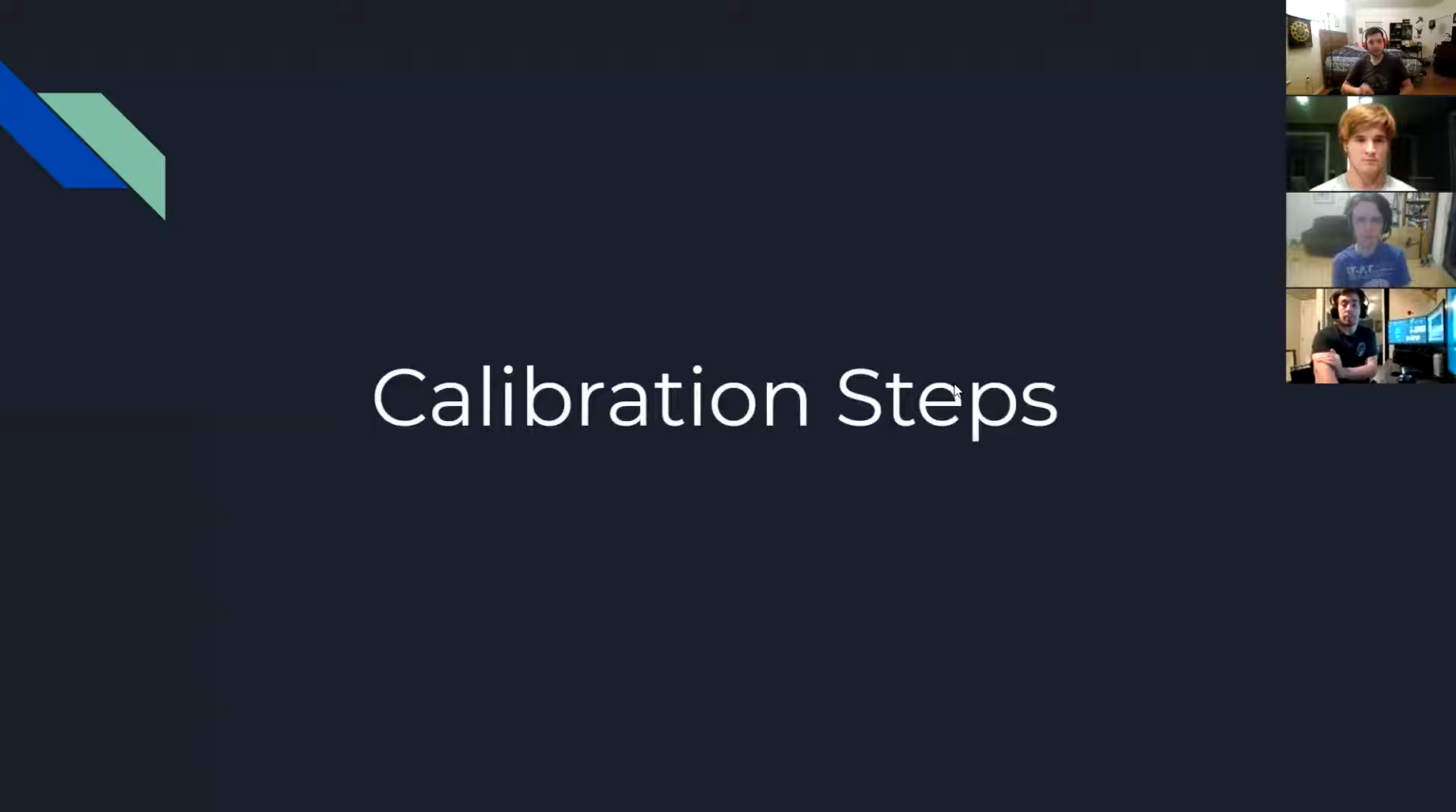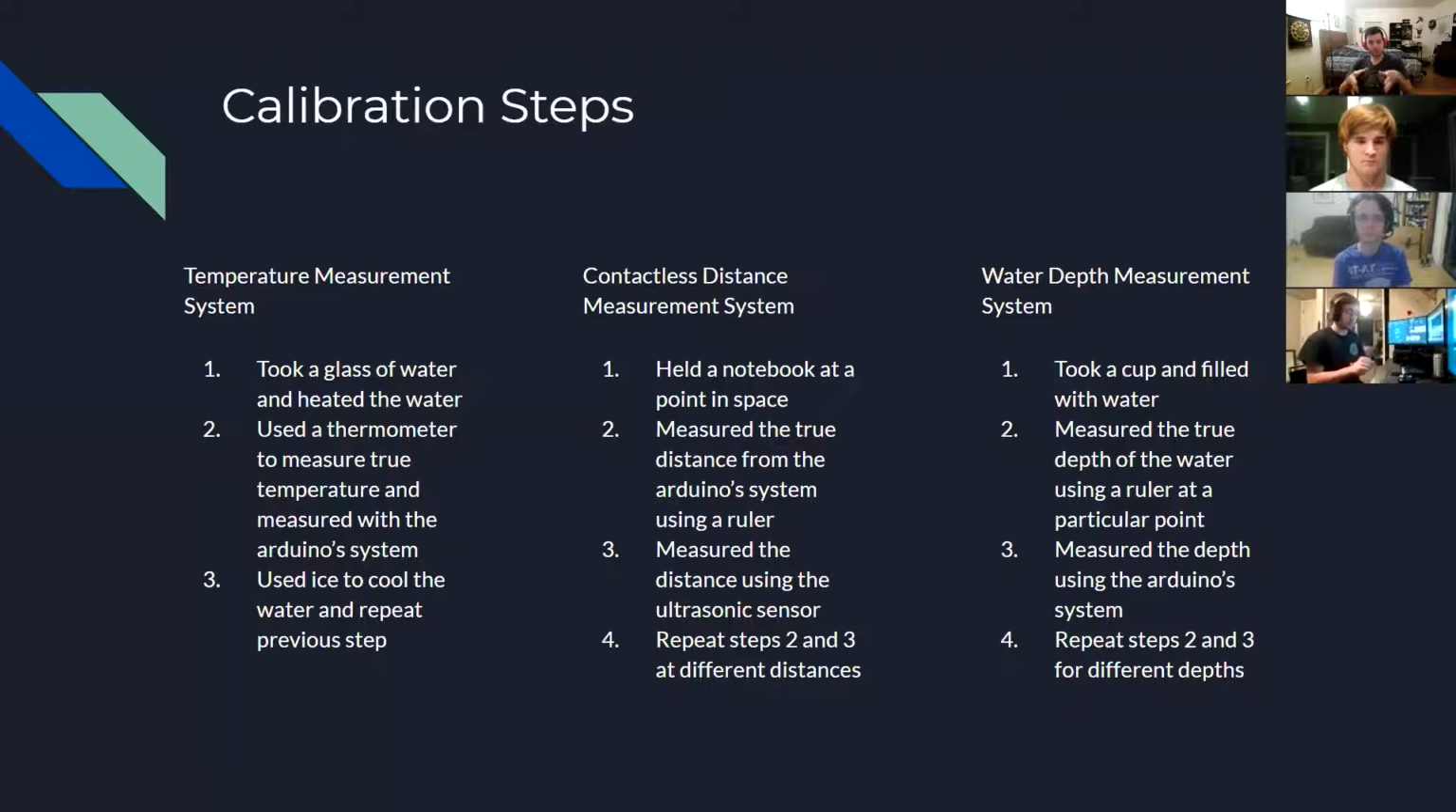All right, so we used different procedures to do the calibration of each system. For the temperature system, we used that glass of water, heated it a bit, took a separate thermometer to get the true value of the temperature, and then used the Arduino kit's thermometer to get the measured temperature. Then we put some ice cubes in there and let it cool. Then we took the new temperature using both the thermometer and the Arduino, and we got 4 different points to create the calibration curve.